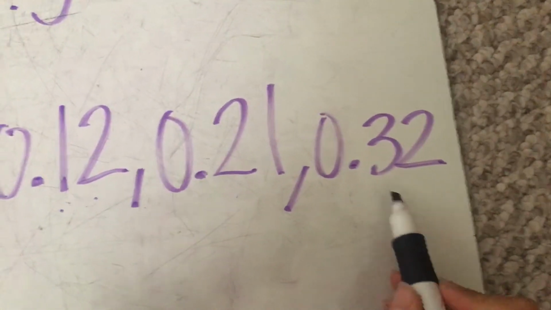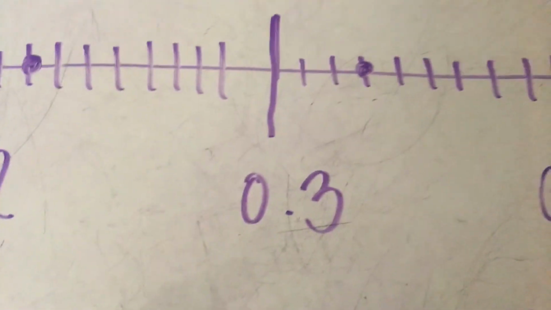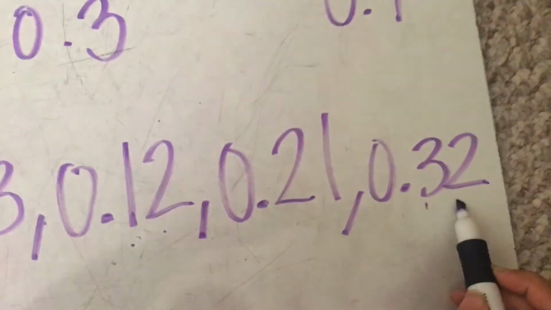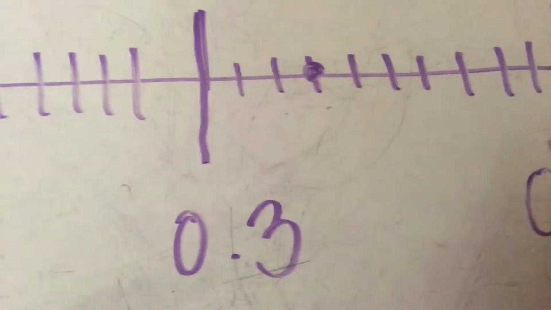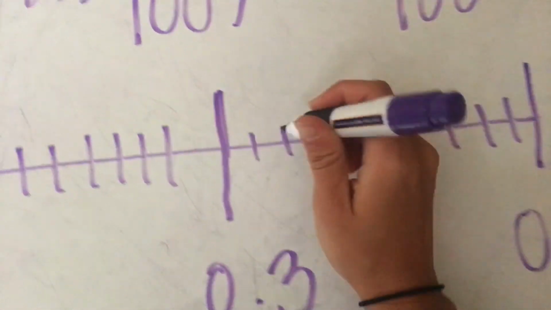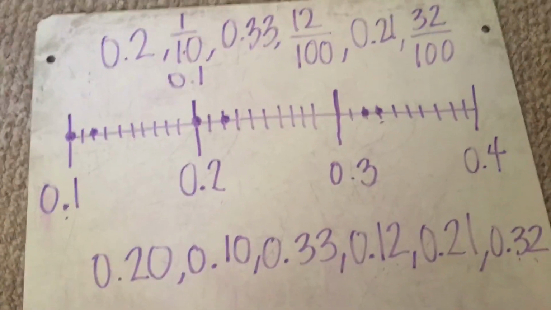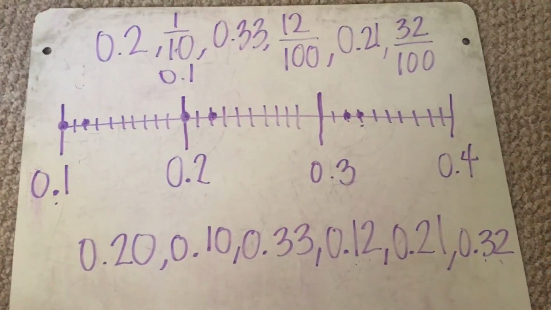Okay. And then I have 0.32. So I go to the 0.3 because it's a 3 in the tenths. And then I count to 2 hundredths. So I already have it split up into tenths, into 10 pieces, because we had 0.33. So I'm going to put 0.32. And that is how you can compare the decimals.